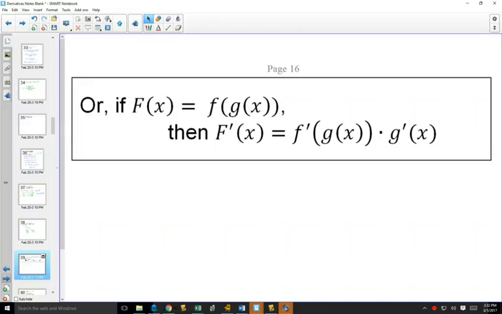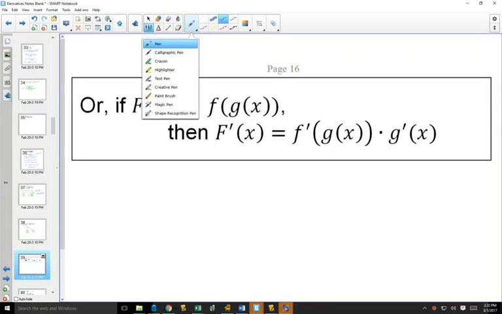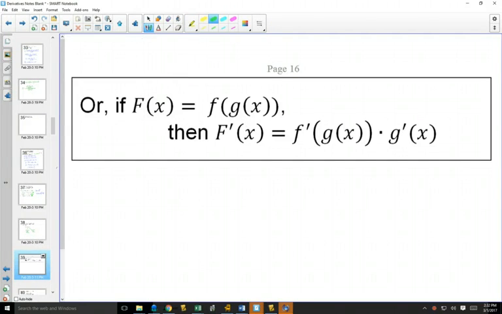I think this notation is even easier to see it. Okay? So g of x here, that's my inside function. f of x is my outside function, f with a little f. And that g of x is inside of f of x.